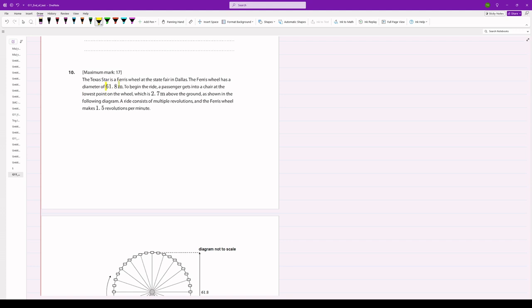Anyway, right. The Texas Star is a Ferris wheel in blah blah blah, has a diameter of this, blah blah blah. The lowest point is 2.7 meters above the ground. Following diagram, blah blah blah, makes 1.5 revolutions a minute. Okay.